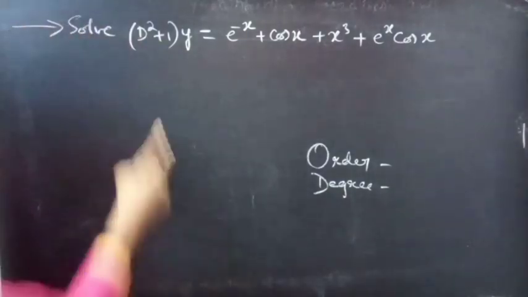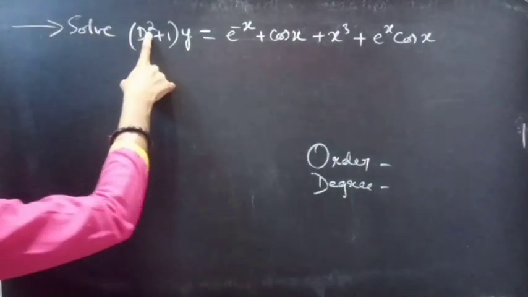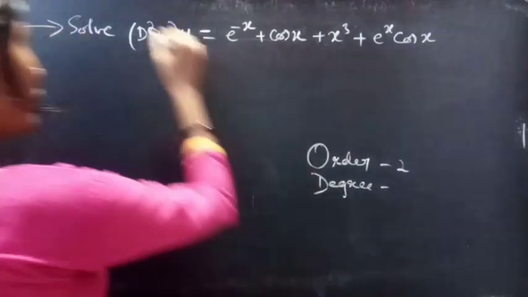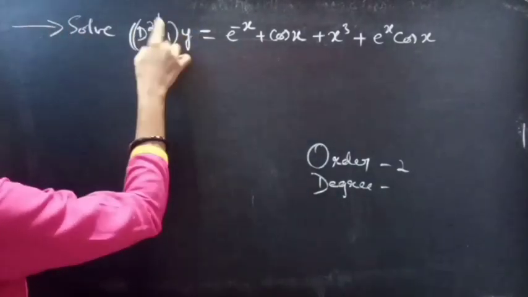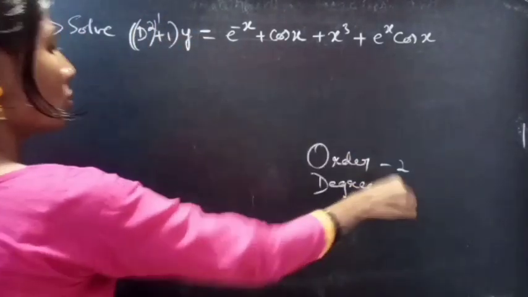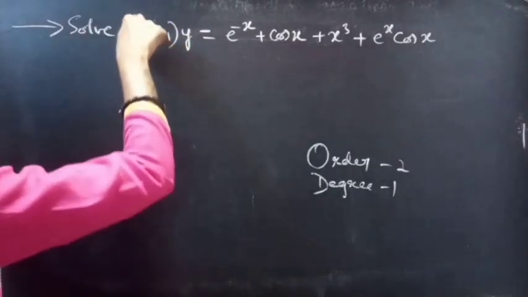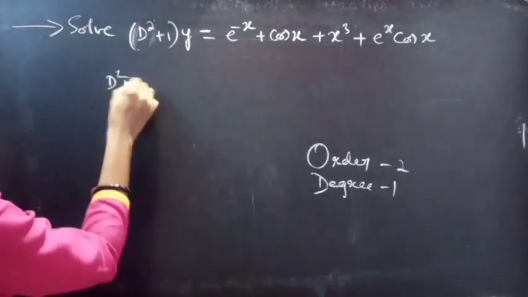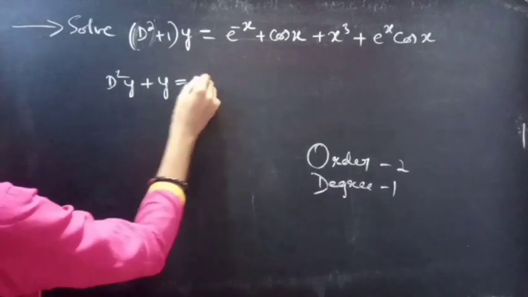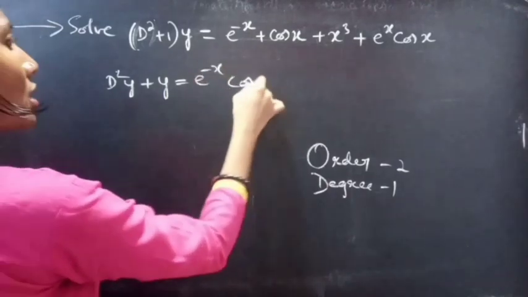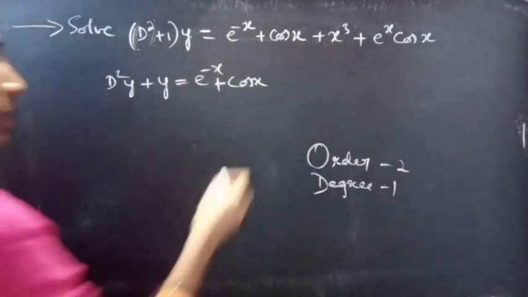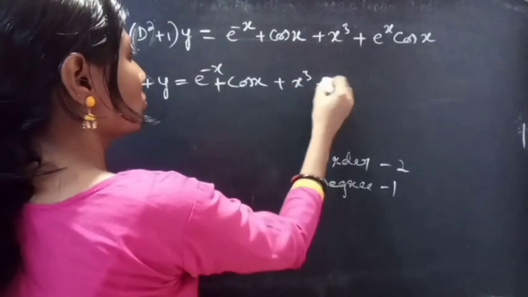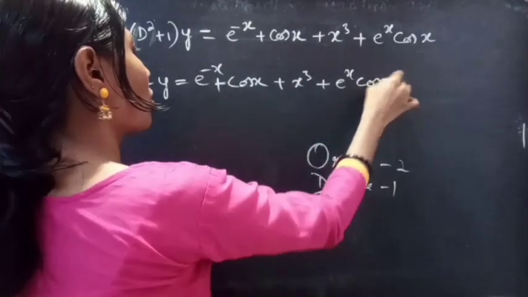Identify the highest derivative here. D square is the highest derivative, so our order will be 2. And the highest power of the highest derivative is the degree. Degree is 1. Or just write the given differential equation as (D square plus 1) y equals e power minus x plus cos x plus x cube plus e power x cos x.